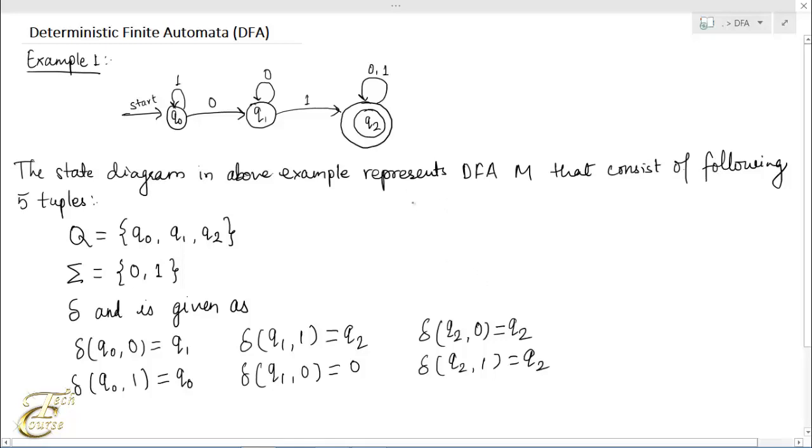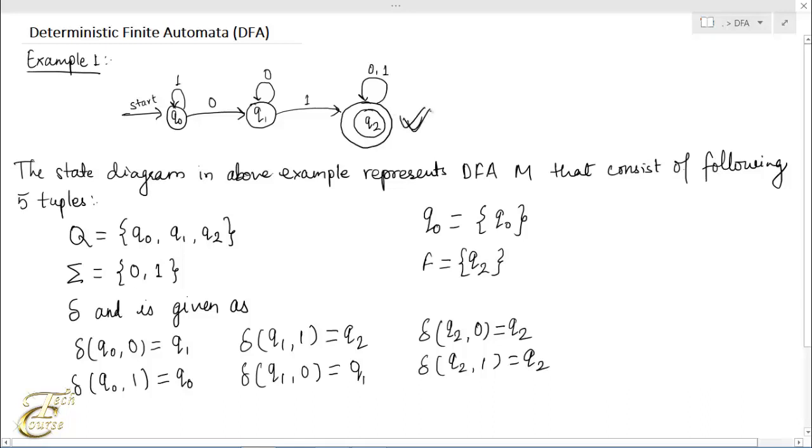The next tuple is Q0, which denotes the starting state of the DFA. So in our above figure, the starting state of the DFA is also Q0. Similarly, the next tuple is F, which denotes the accepting state, and in the above figure the double circle state is called the accepting state, which is Q2. Here Q1.